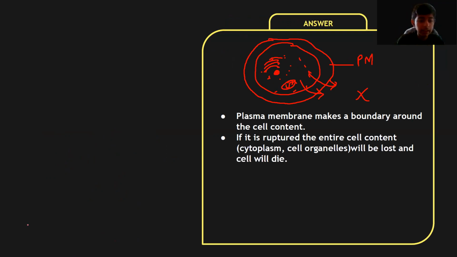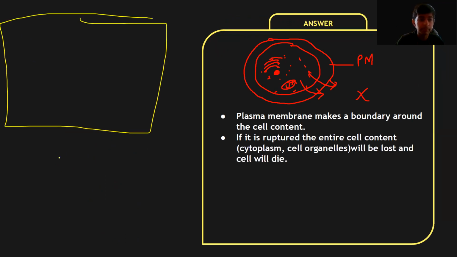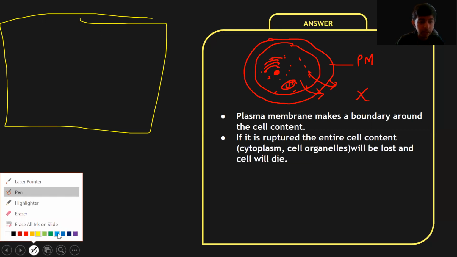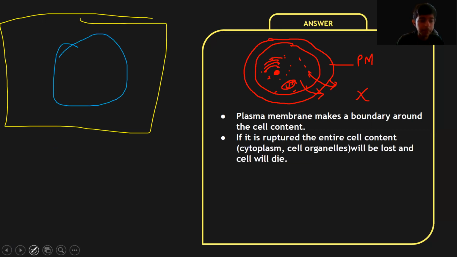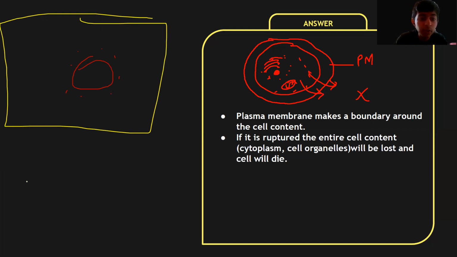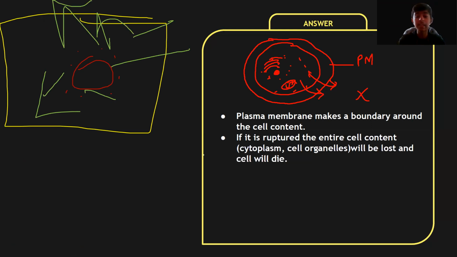How? Suppose this is the external environment. This is the cell, with the plasma membrane. This is the nucleus and the cell organelles, let's say. If this plasma membrane has been ruptured, then only they are left. Without it, they are not going to get the boundary or the protection. So they will float anywhere, and hence the cell will die.